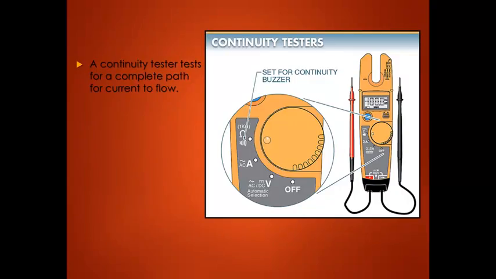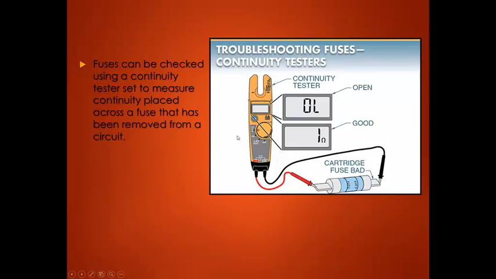To start out, we talk about continuity testers. Continuity is set by turning a dial on your digital multimeter to what looks like a sound coil. So when using the continuity tester, you can check fuses to see if they're good or bad.